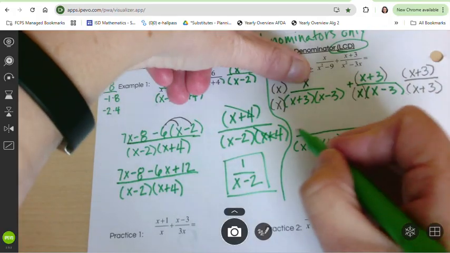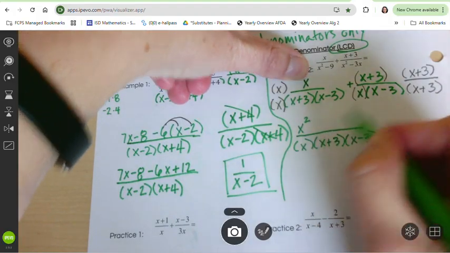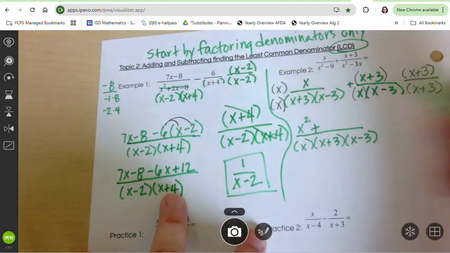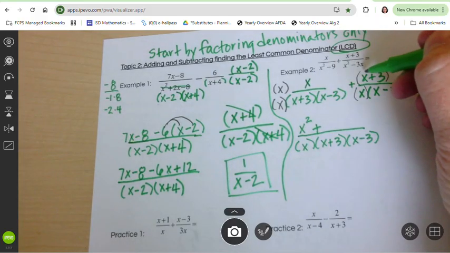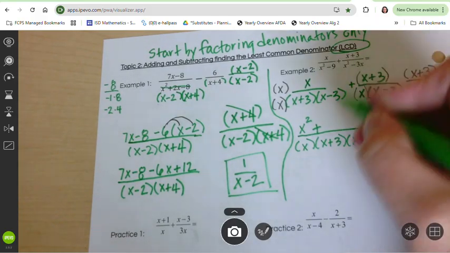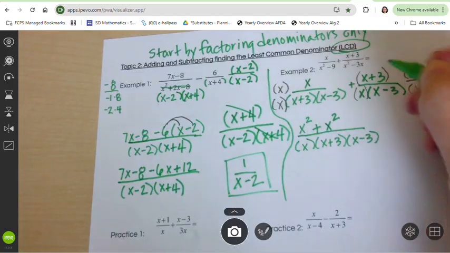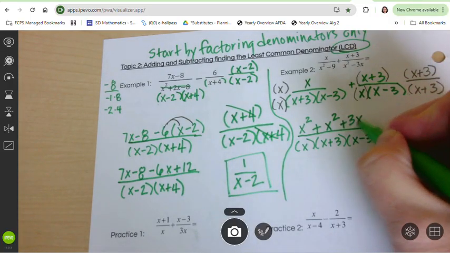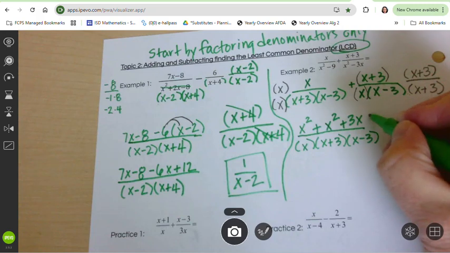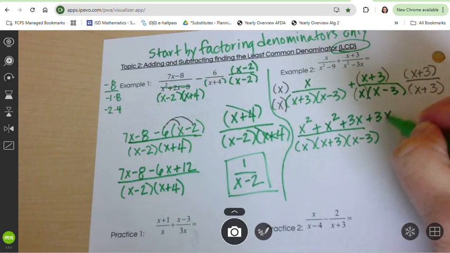x times x is going to give us x squared plus. And then this one I'm going to have to distribute. Remember, you do x times x to get x squared. x times 3 is 3x. 3 times x is another 3x. And 3 times 3 is 9.